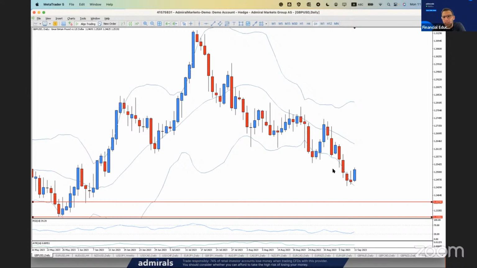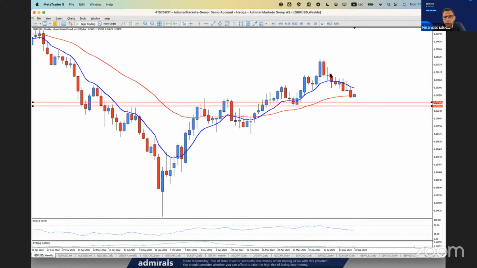But guys, we find that on the weekly chart there is this downtrend. We find that last week the price closed below the 40 weekly period moving average, and the 40 moving average is equal to the 200 moving average on the daily chart.